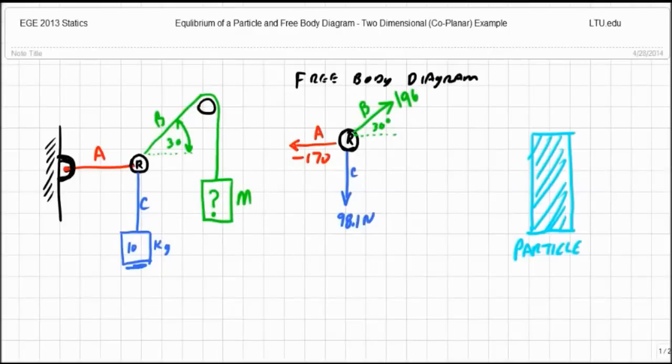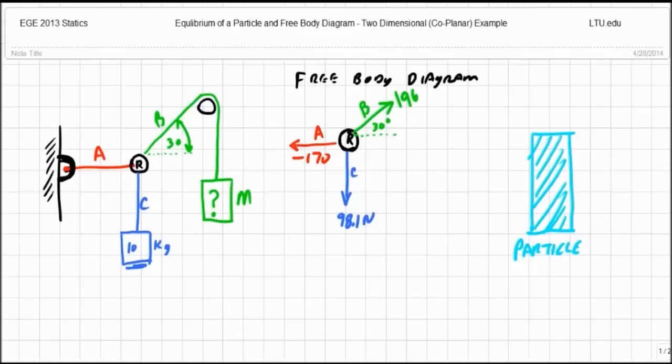Welcome back to EGE 2013 Statics, and I'm Professor Jim Kearns again. We're going to talk about the equilibrium of a particle and some free body diagrams, as we run through a two-dimensional example where all the forces are coplanar, or in the same plane, making this a two-dimensional problem.